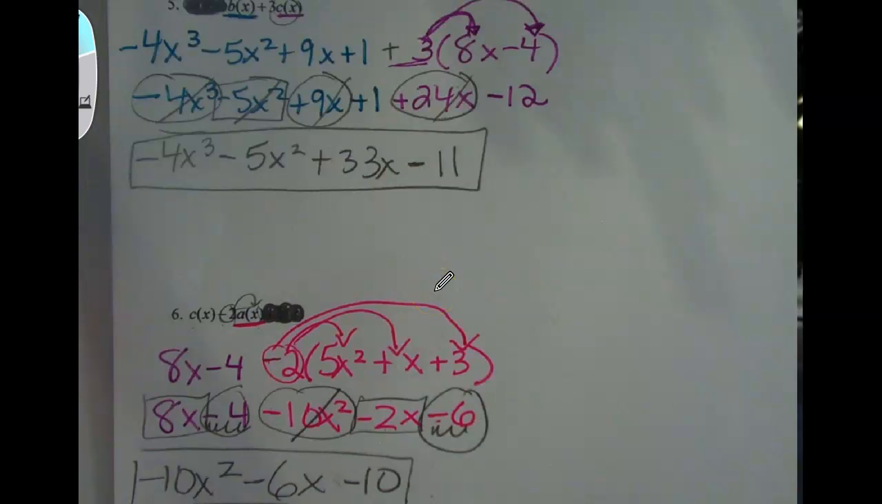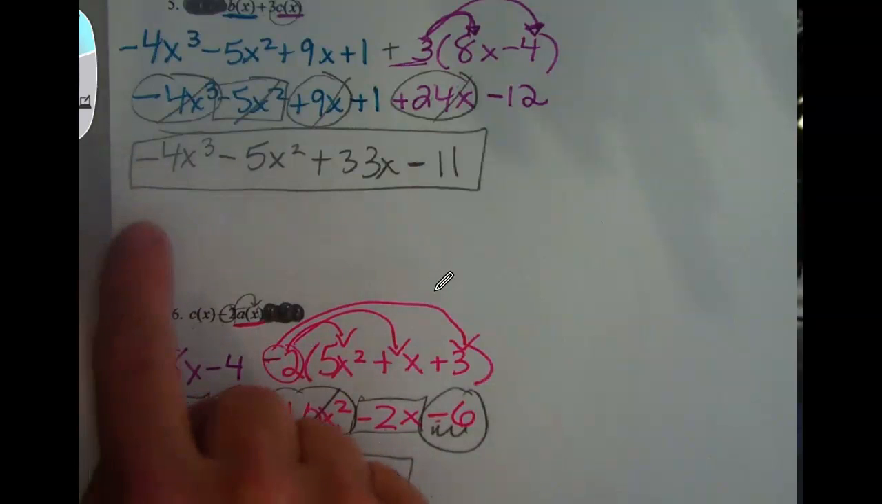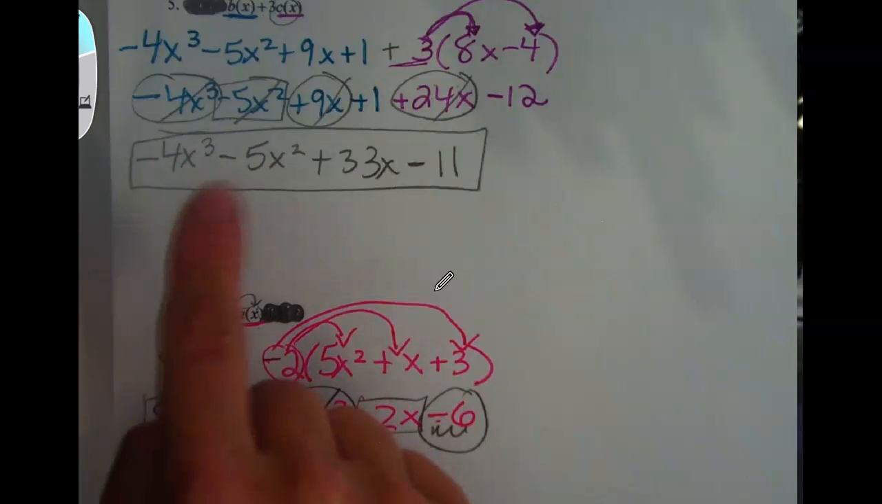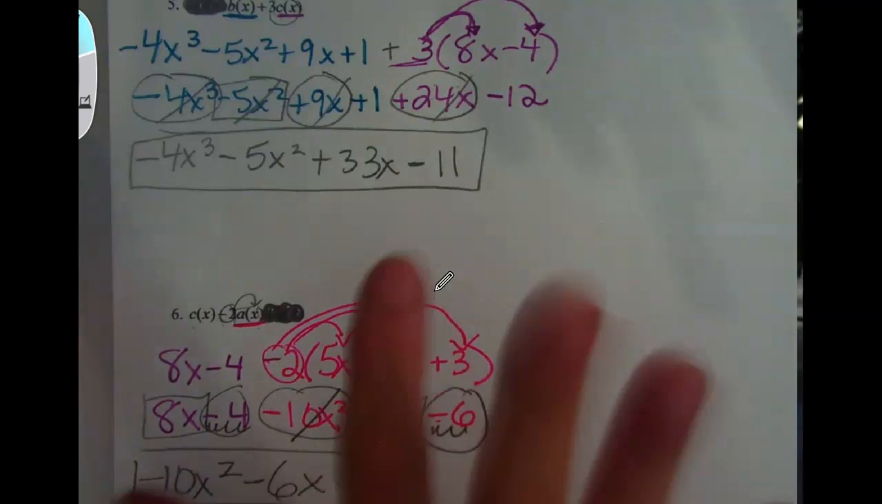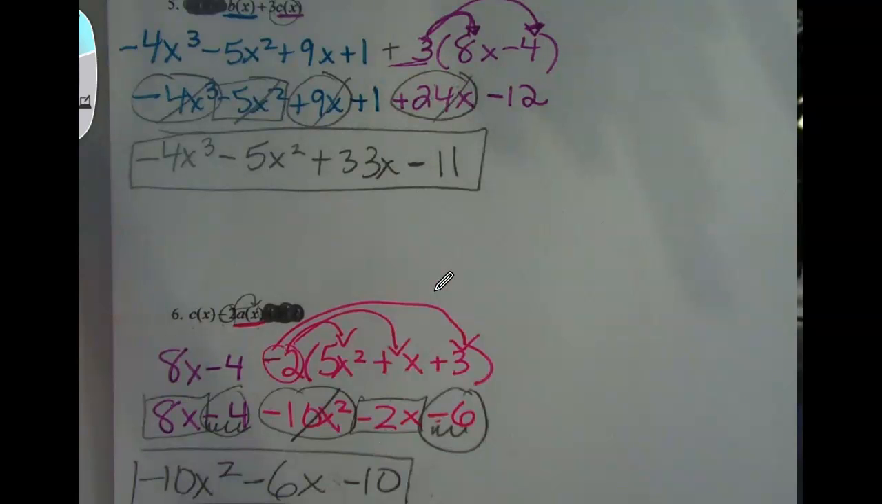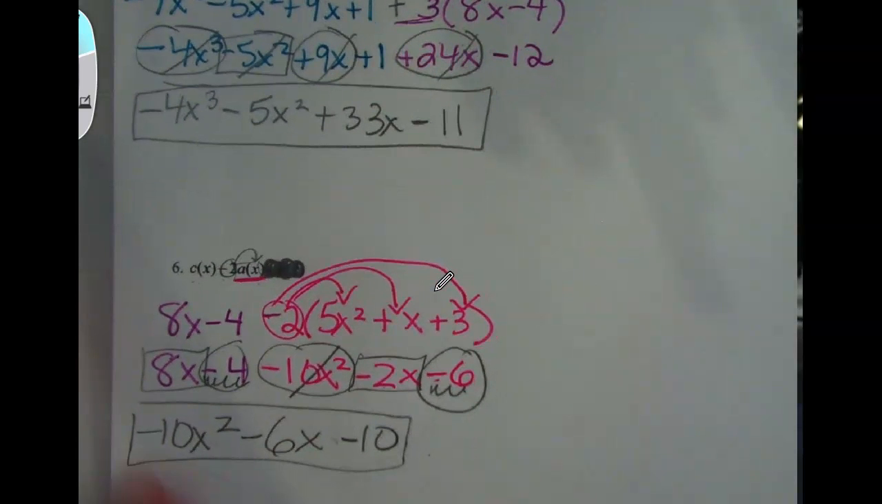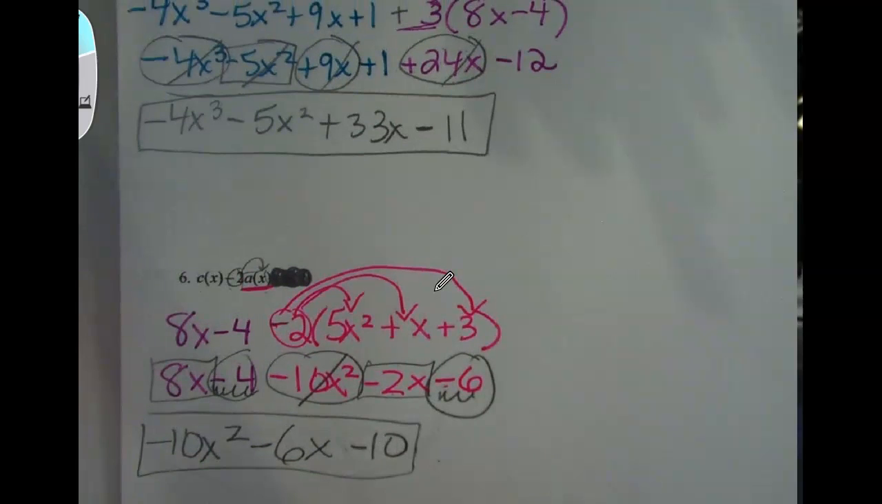Okay, so looking at my checkpoint number 5, you would have had negative 4x to the third minus 5x squared plus 33x minus 11. If you didn't get the correct answer, just check through the work and maybe see where you went wrong. And then the 6 for our checkpoint, negative 10x squared minus 6x minus 10. Again, if you didn't get the correct answer, look through my work to see where maybe you could have made a mistake. Okay. All right.